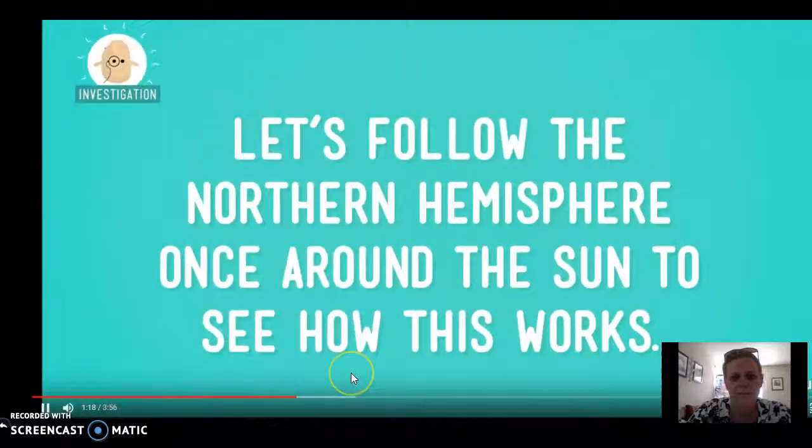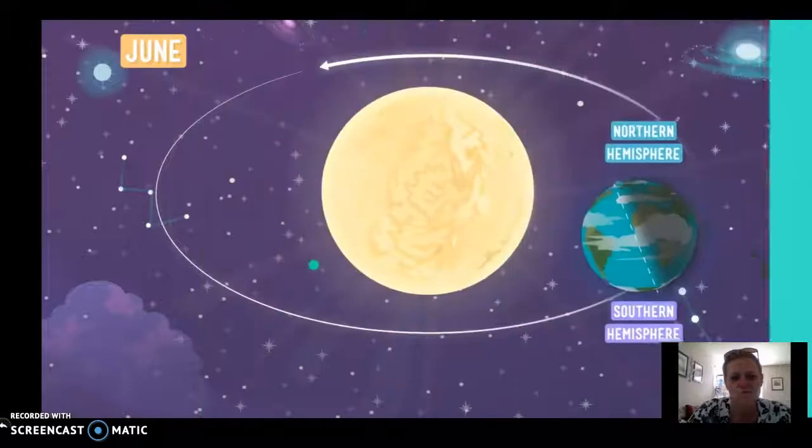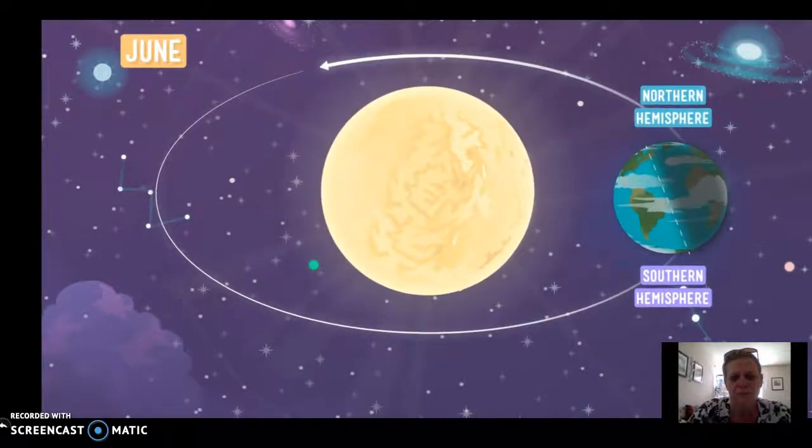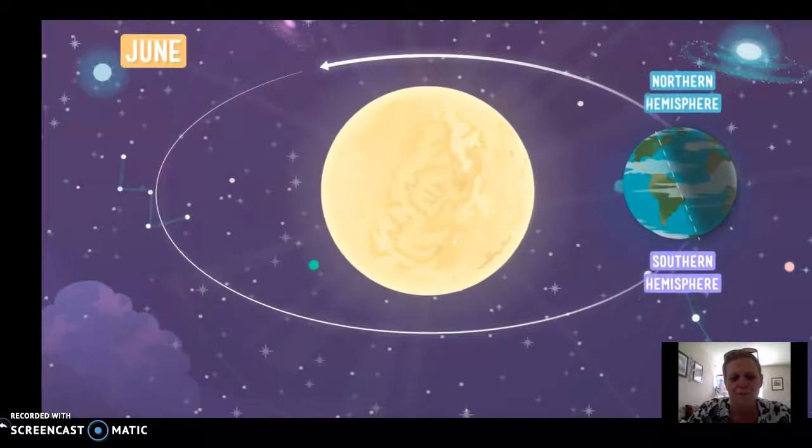It's leaning away. Let's follow the northern hemisphere once around the sun to see how this works. In June, the northern hemisphere is tilted towards the sun. This means that it's getting a lot of direct sunlight, light that's hitting it straight on.